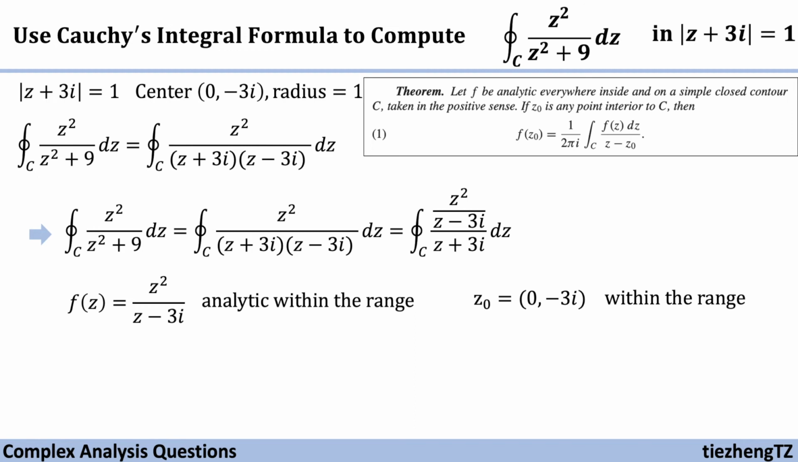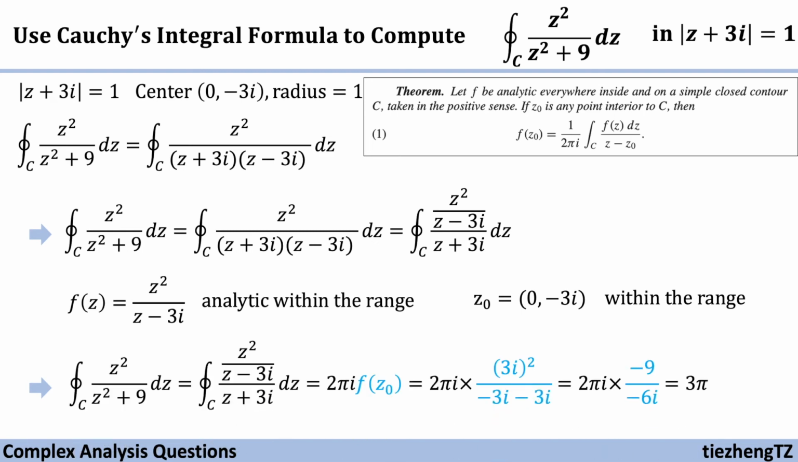The next step is to substitute. So we have the integral of z squared over z squared plus 9 dz equals 2 pi i times f(z0), and z0 is minus 3i. We substitute minus 3i into z in the f(z) function, which is 2 pi i times (minus 3i) squared over minus 3i, which equals 2 pi i times minus 9 over minus 6i. So the final result is 3 pi.